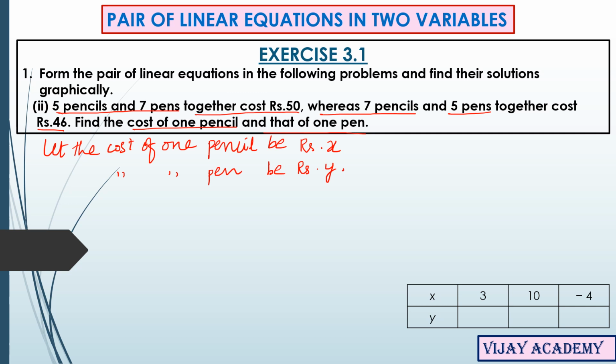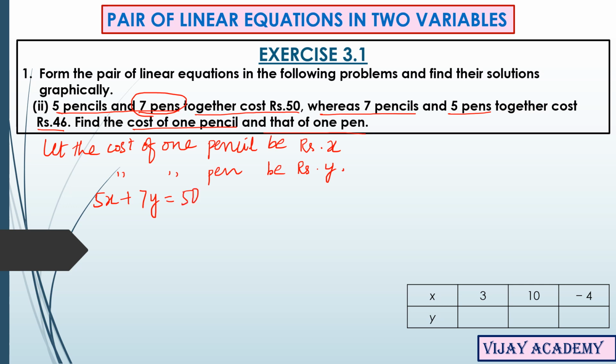And now let us go to the first statement. The first statement is 5 pencils and 7 pens together cost rupees 50. So we know that the cost of 5 pencils will be 5 times X rupees and the cost of 7 pens will be 7 times Y rupees. So together it costs rupees 50. So we can add them. 5X plus 7Y is equal to 50. So this is your first equation.